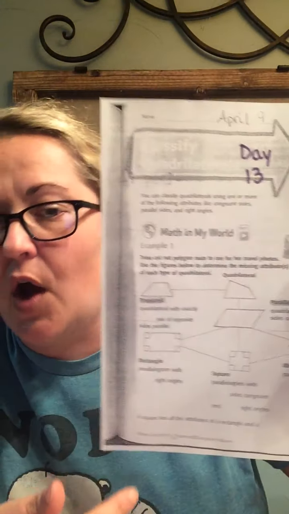Go back to this page. Look at all your definitions here. What are you saying? Are the opposite sides parallel? Are the opposite sides congruent? All that stuff. That's what you're going to list there on that one. And then you're going to tell me what you think the name of the shape is.